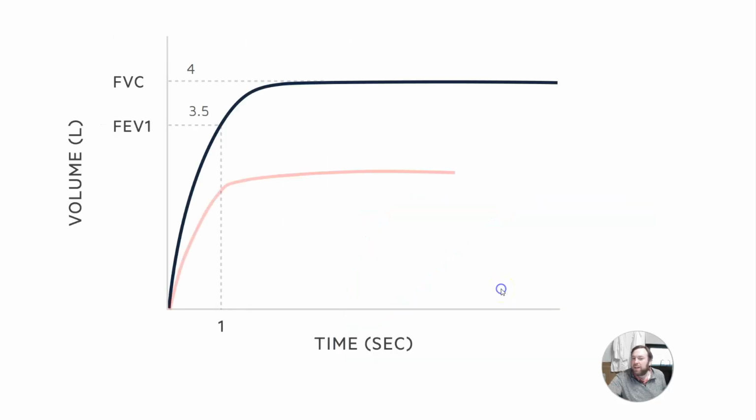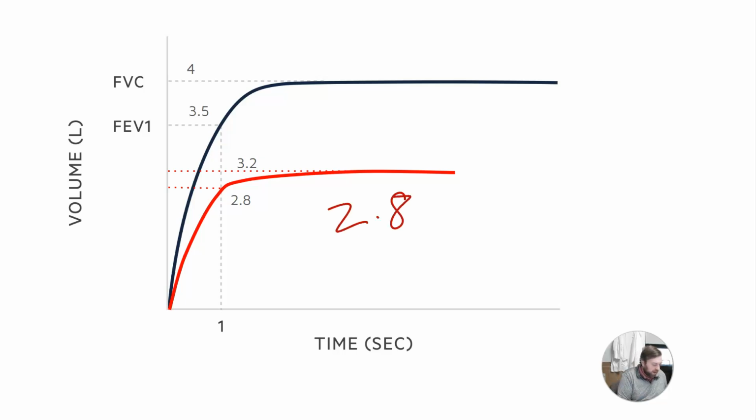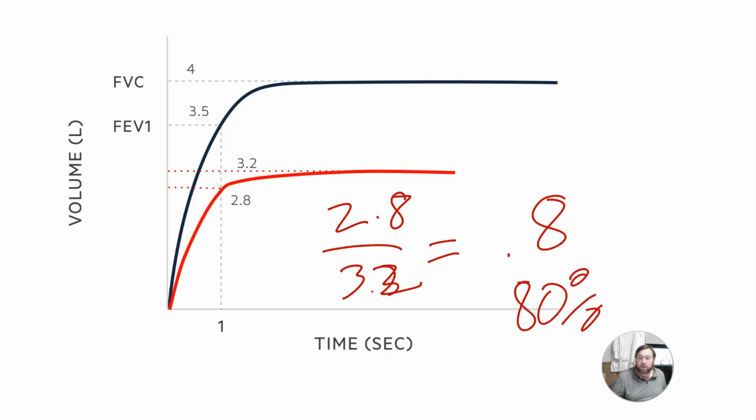Now, here's a second patient that we have for ourselves. If we were to do the FEV1 to FVC ratio here, 2.8 divided by 3.2 is actually not that bad. 2.8 divided by 3.2 equals what? 0.8? And that's above that 70% threshold, isn't it? So this patient does not have an obstructive lung disease.